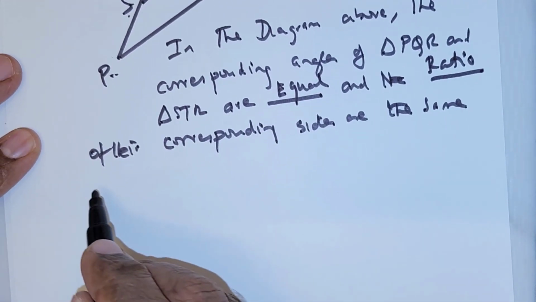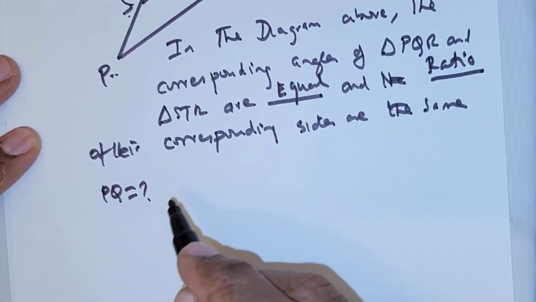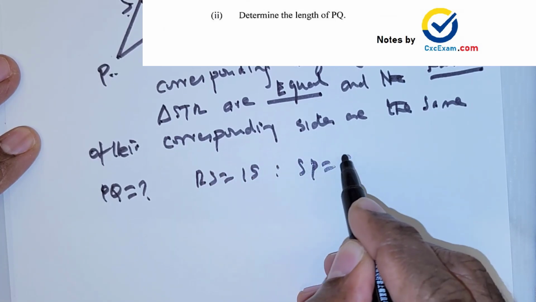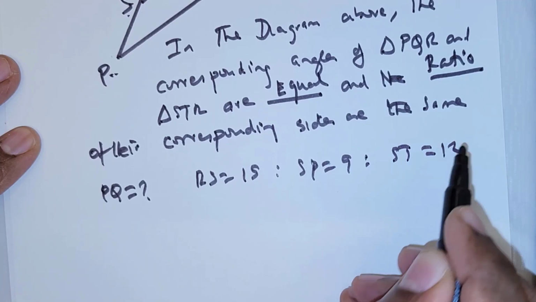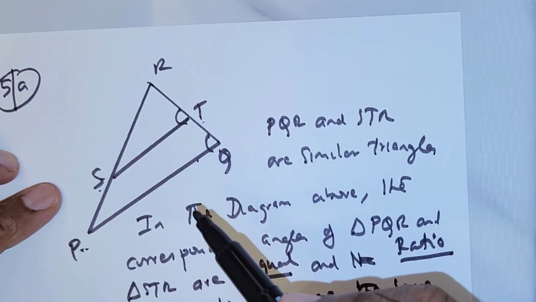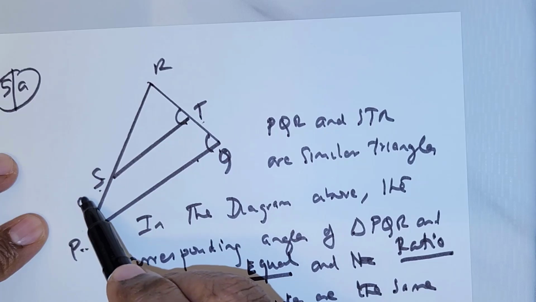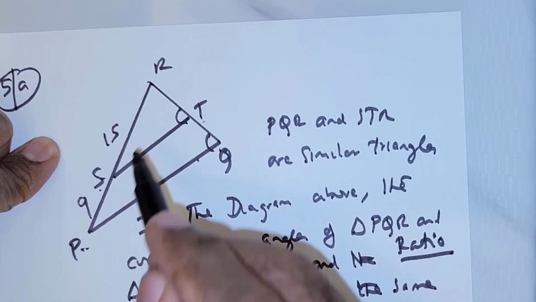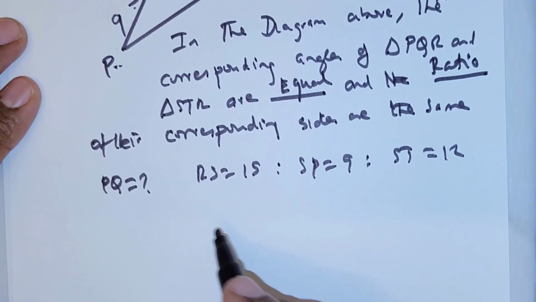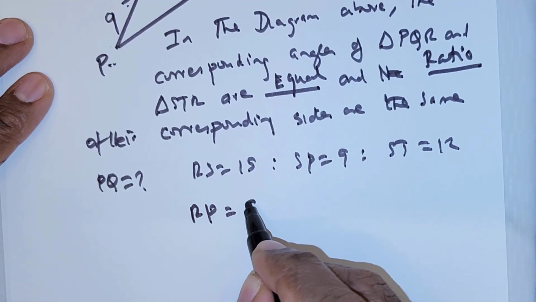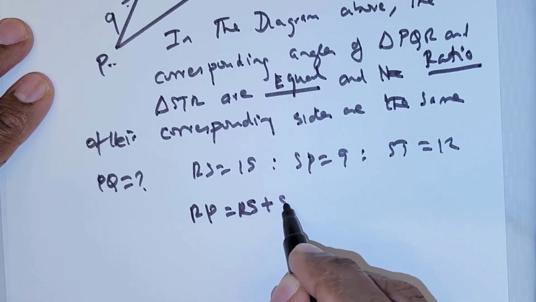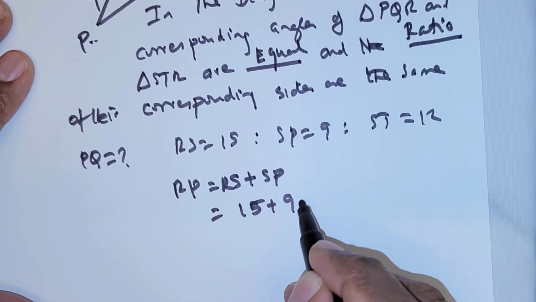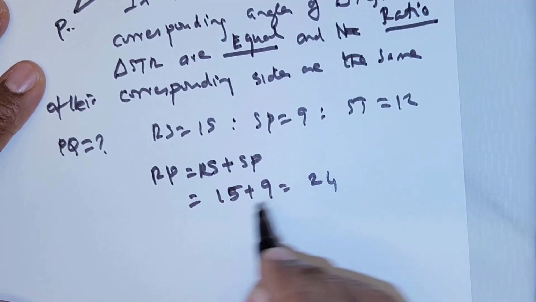Now the next question, they are asking us to find the value of PQ given that RS is 15, SP is 9 and ST is 12. Now SP is given as 9, RS is given as 15 and ST is given as 12. So clearly RP is nothing but RS added with SP. RS is 15, SP is 9, so this is going to give me 24.